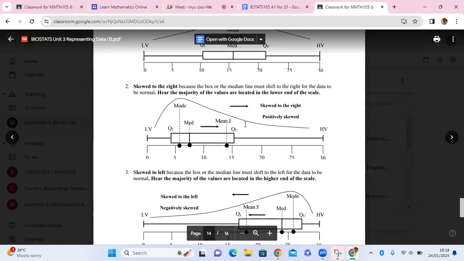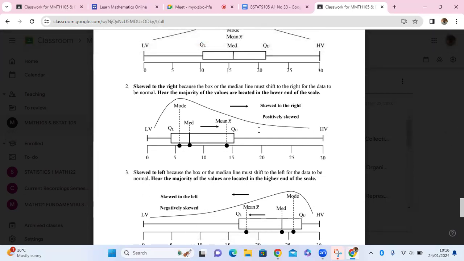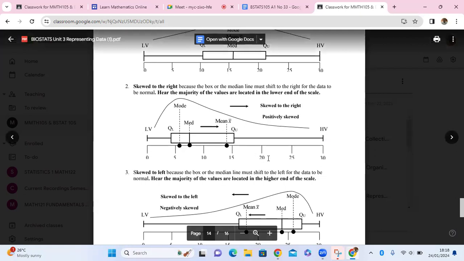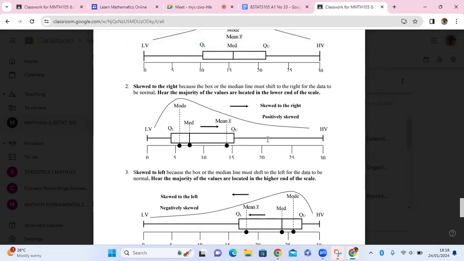So this distribution is skewed to the right, because on our number line, towards the right is considered the positive direction. So you can safely say that this distribution is positively skewed. So you can say skewed to the right or positively skewed.